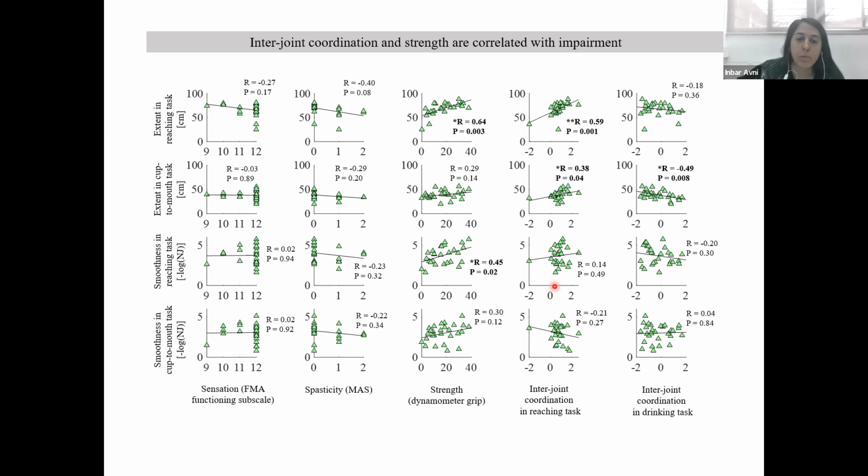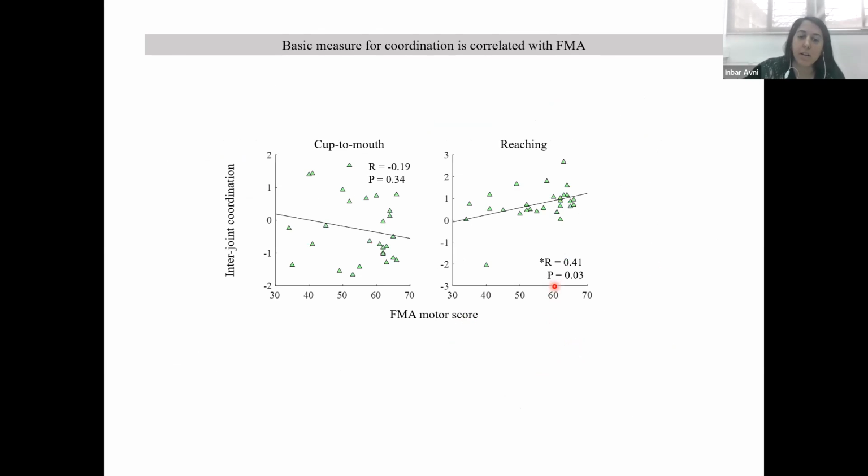And the first thing we did was compare it to the same Fugl-Meyer score I've told you about. And so this is the interjoint coordination in the y-axis, and the x is the Fugl-Meyer. And you can see, interestingly, that only for the task that required movement outside the flexor synergy, this was significantly correlated. And the next stage, we wanted to see if this maybe is due to the intrusion of pathological synergies.